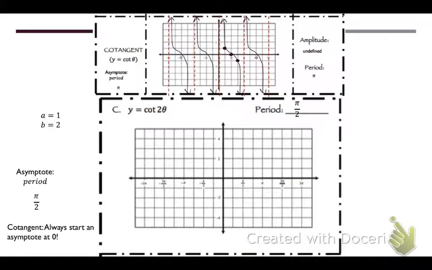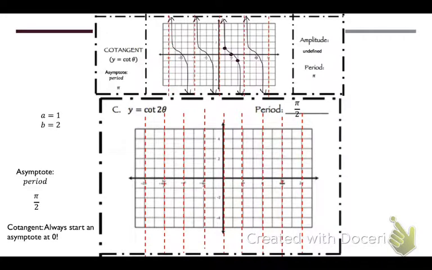And then cotangent, you always start with an asymptote at 0. So I have an asymptote right there. Then I go over pi over 2. There's an asymptote. Negative pi over 2. There's an asymptote. Then just keep going. So there's 2 in between each of those. So we're gonna have asymptotes every 2 units, or every pi over 2 units.